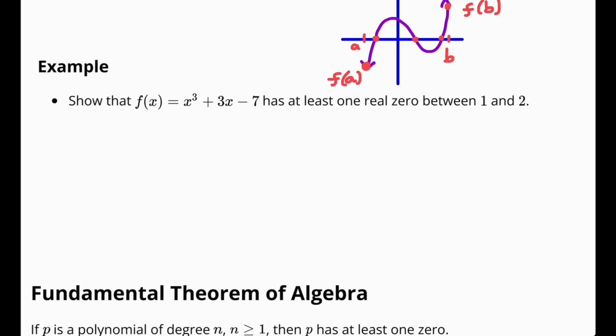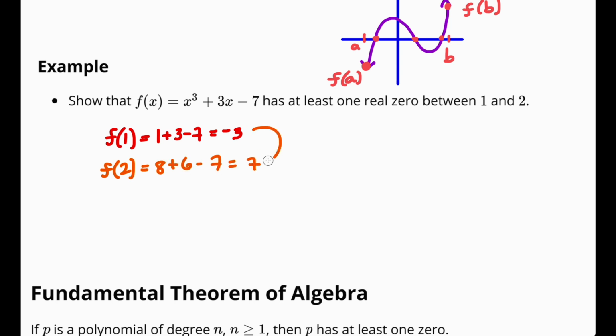All right, this one right here: show that f of x equals x cubed plus 3x minus 7 has at least one zero between 1 and 2. So what we're going to do is plug in 1, and you get 1 plus 3 minus 7, and so that's going to be negative 3. And then we're going to do f of 2, and that's going to be 8 plus 6 minus 7, which is going to be equal to 7.